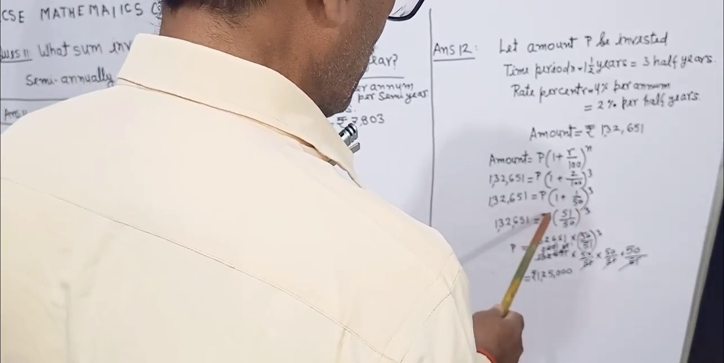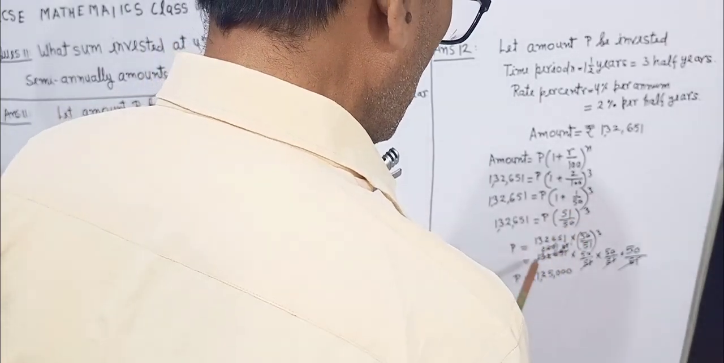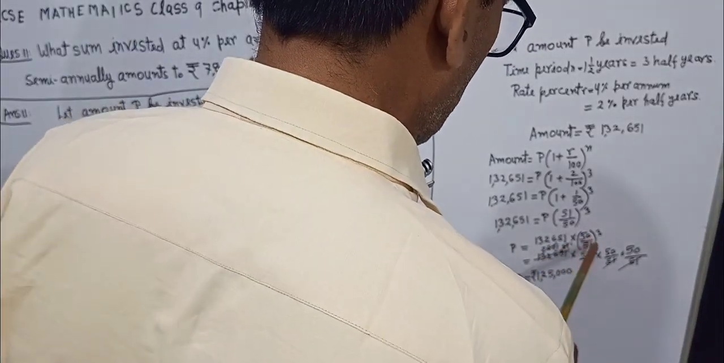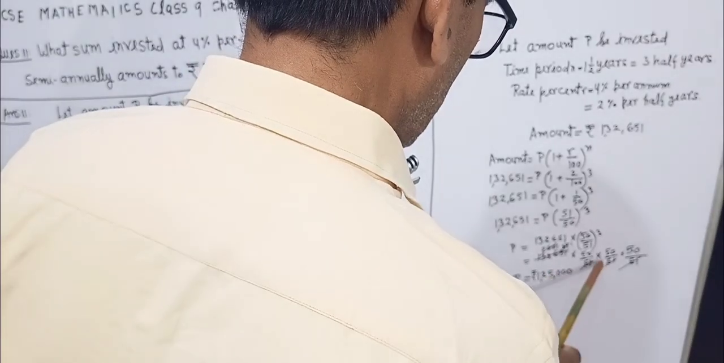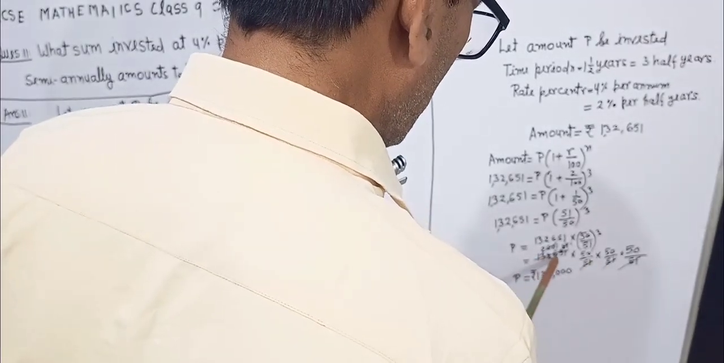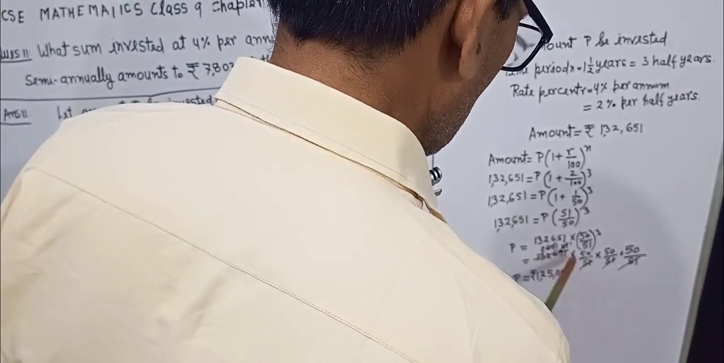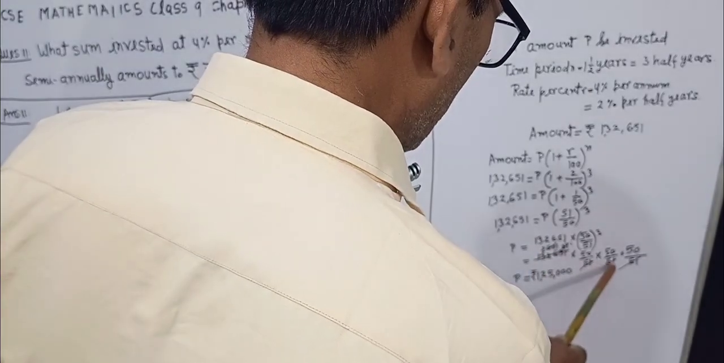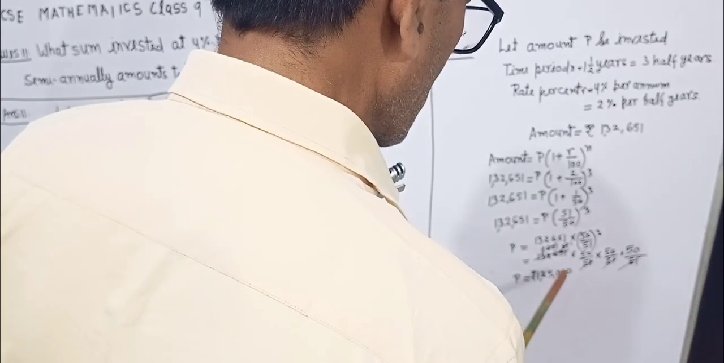1,32,651 equal to P into (51 by 50) to the power 3. P equal to 1,32,651 into (50 by 51) to the power 3. 1,32,651 cancelled out by 51 is equal to 2,601, and 2,601 is cancelled out by 51 equal to 51. 51 is cancelled out by 51.